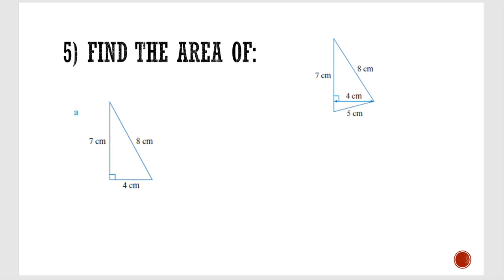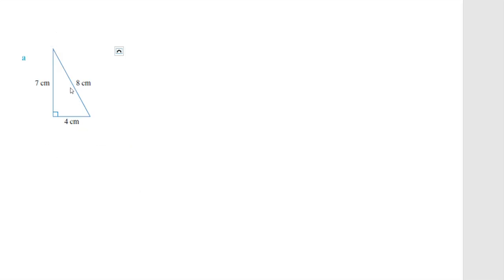Okay, so our next question asks us to find the area of the following triangles. So please have a go first and draw these into your books as well. Okay, so for our first one, we need to identify the base and height of a triangle. But first step, let's write the formula of a triangle, the area of a triangle. We're trying to find the area.